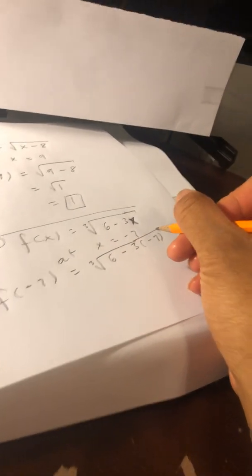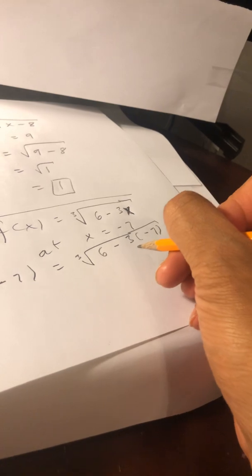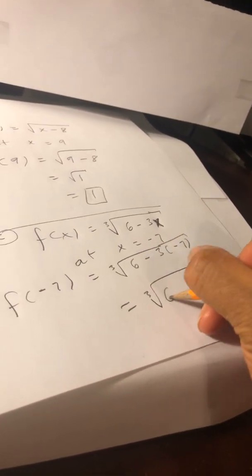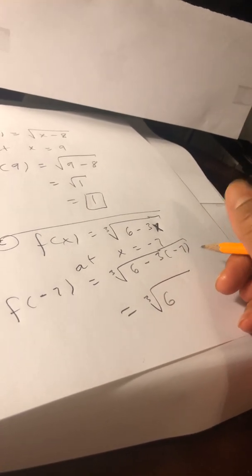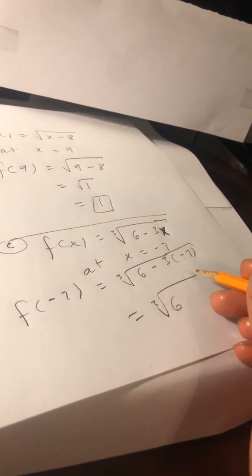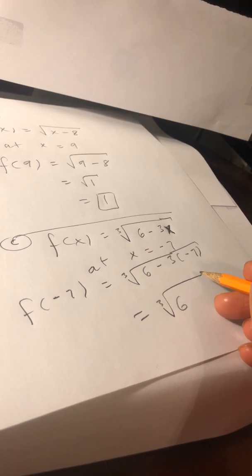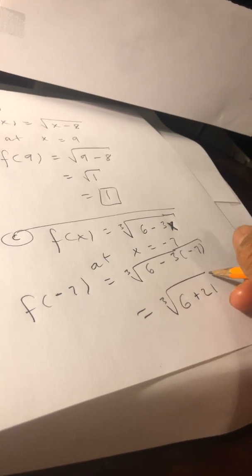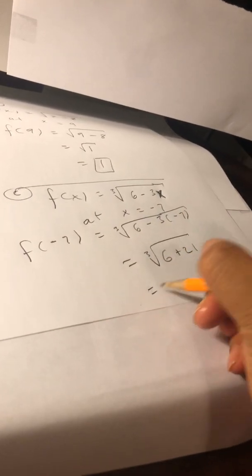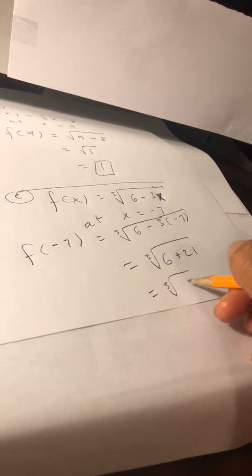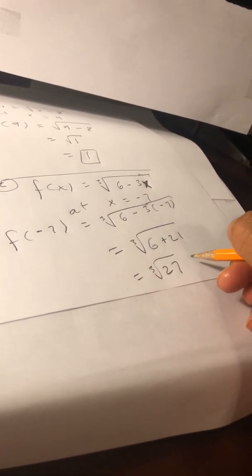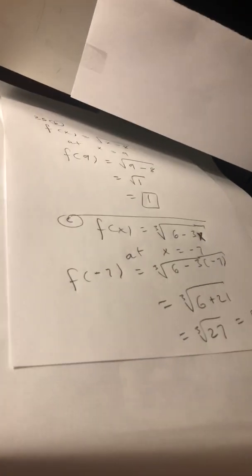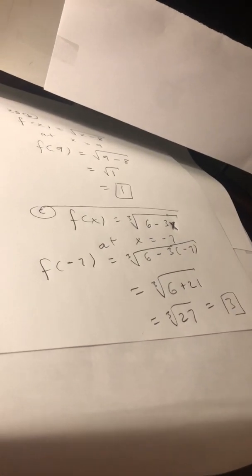Again, you're substituting -7. So you end up with the cube root of 6 minus 3 times -7, which is going to be a positive 21. And so under the radical here, you're going to get 27. So you have the cube root of 27, which just happens to be 3. All right, and so that is the problem. That's it.